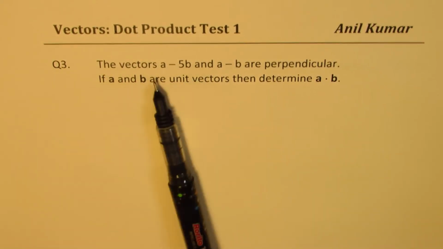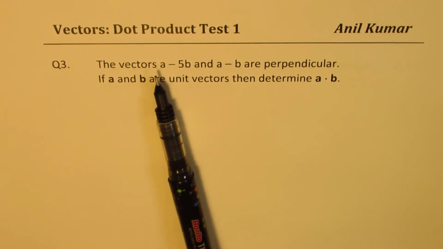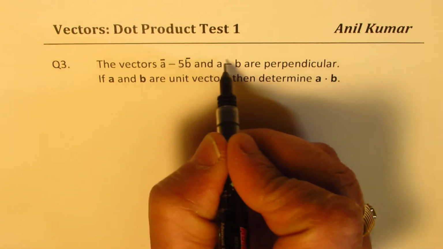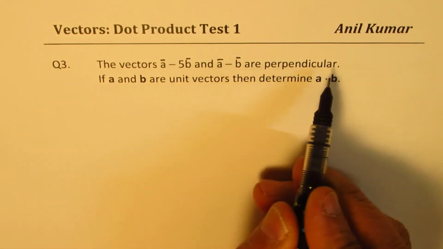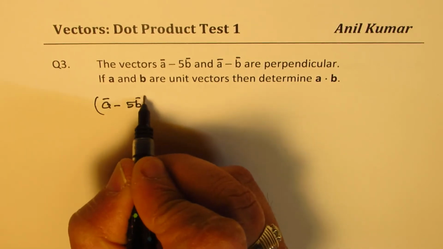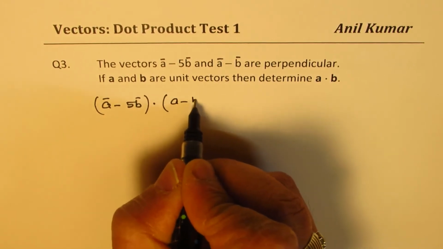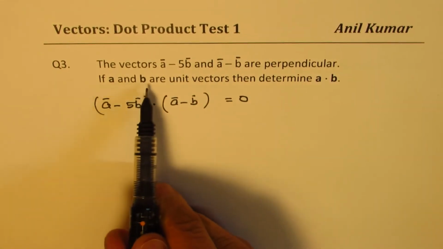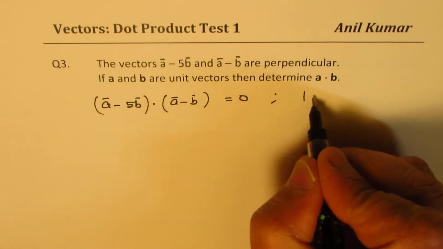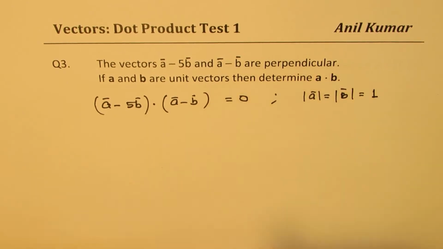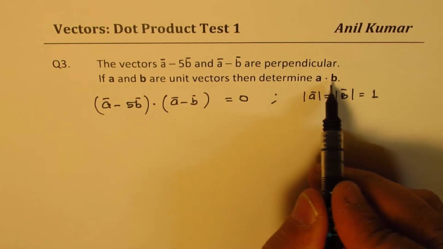This is about vectors algebra. The vectors a minus 5b and a minus b, right? Vectors are perpendicular. That means a minus 5b dot a minus b should be equal to 0. If a and b are unit vectors, we are given that magnitude of a is equal to magnitude of b, and both are unit vectors. That is given to us. Then find what a dot b is.